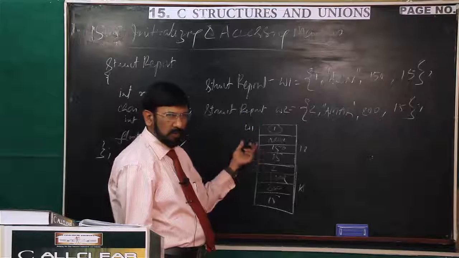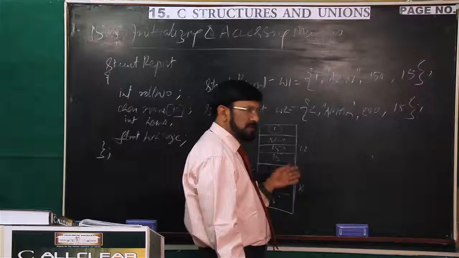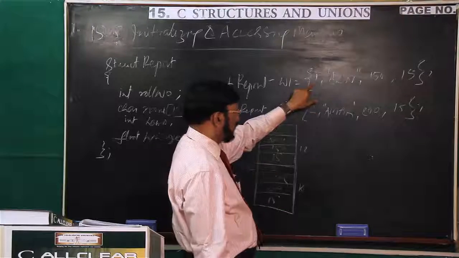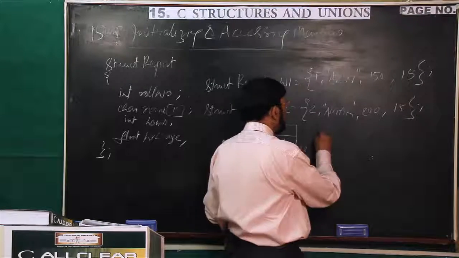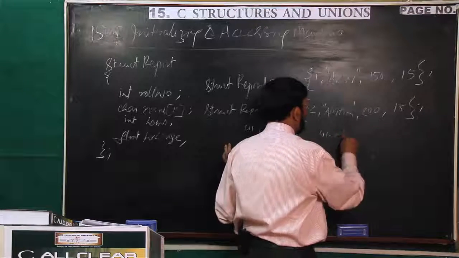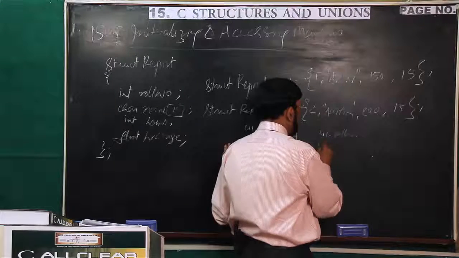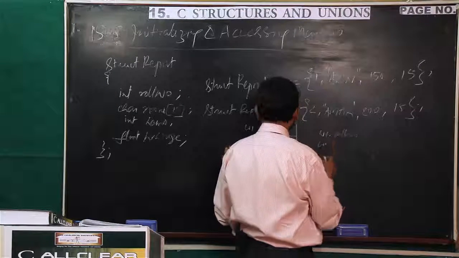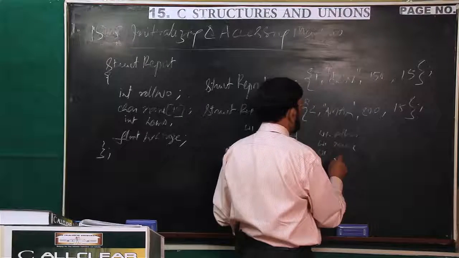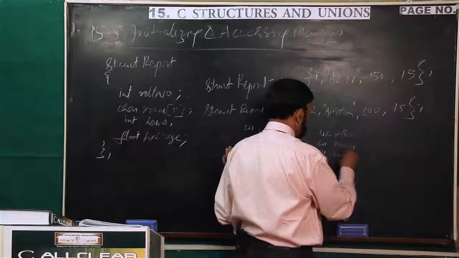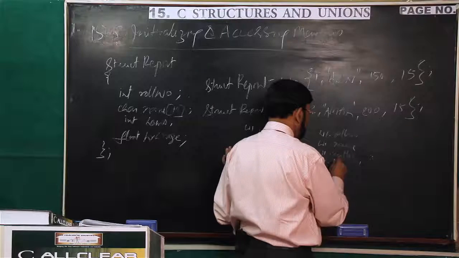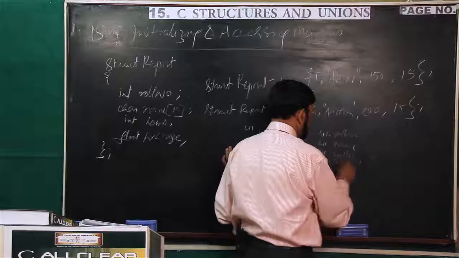Now you see, after this, what is the next step? How to access? Now you have to access one. How can you access that? Worker 1 dot, what does 1 represent? Roll number. Worker 1, what is the second? Arun, name. Worker 1, what is the third one? Num hours. What is the fourth one? Hourly wage.